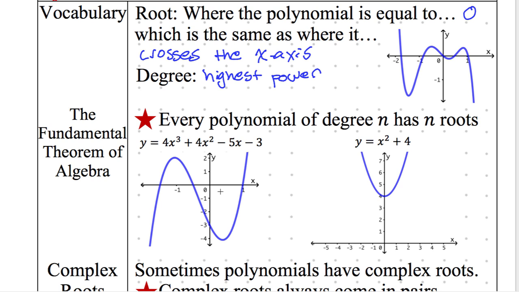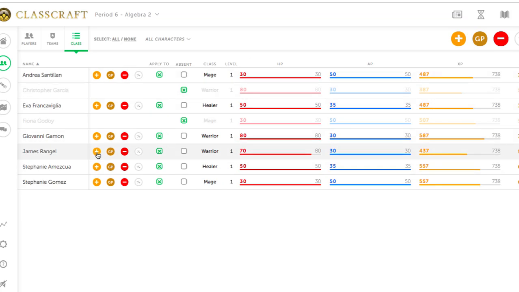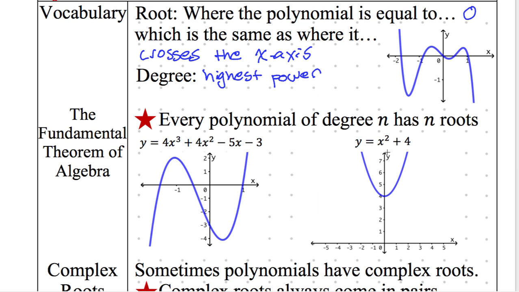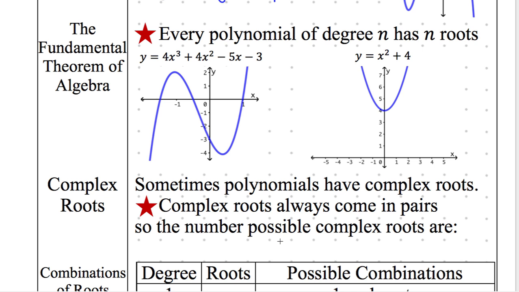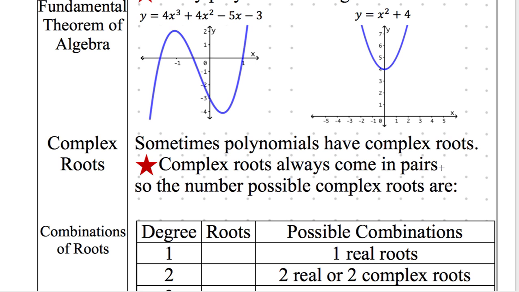Here's where it gets complex. Look at this polynomial, x squared plus 4. I graphed it for you. How many times does it cross the x-axis? 0. Why is that the case? Here's the reason. Sometimes your roots will be complex. A complex root means that you do not cross the x-axis. It still satisfies the fundamental theorem of algebra, but it doesn't cross the x-axis.